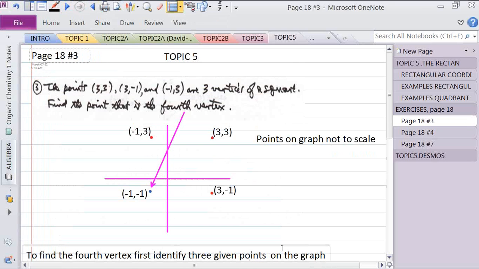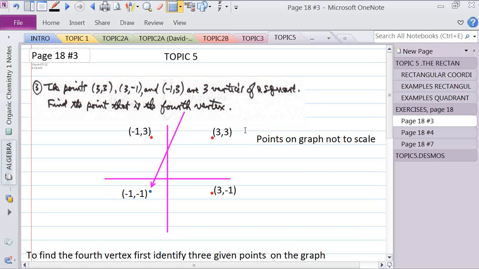Okay, so here's problem number 3. We're told that the points (3, 3), (3, -1), and (-1, 3) are 3 vertices of a square, meaning these are 3 points on a square. Find the point that is the 4th vertex. In other words, they're going to tell us where 3 points of a square are. Where does that 4th one lie if we know the other 3? What are the 3 we know?